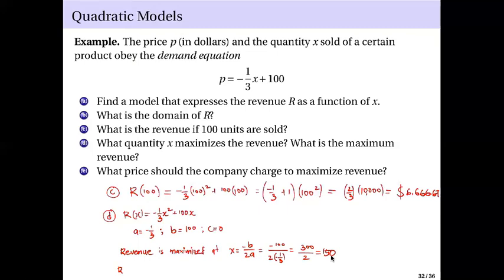So revenue is maxed if 150 units are sold. Okay? Questions?